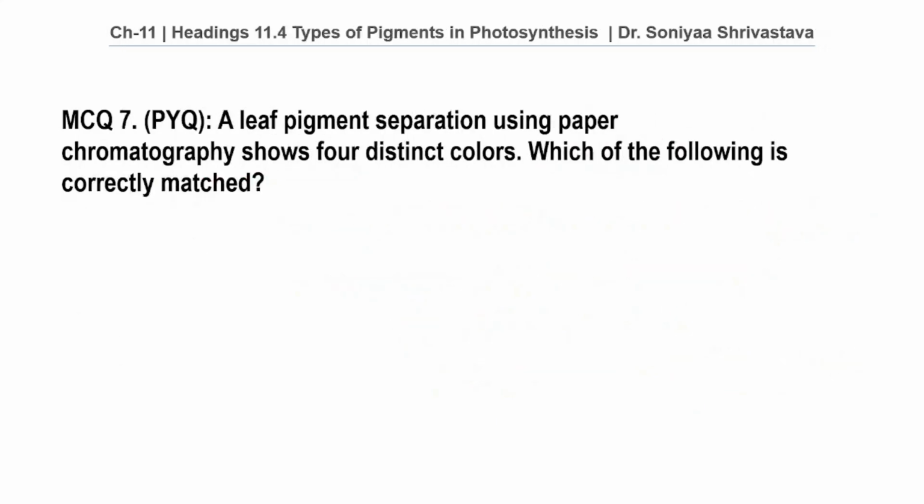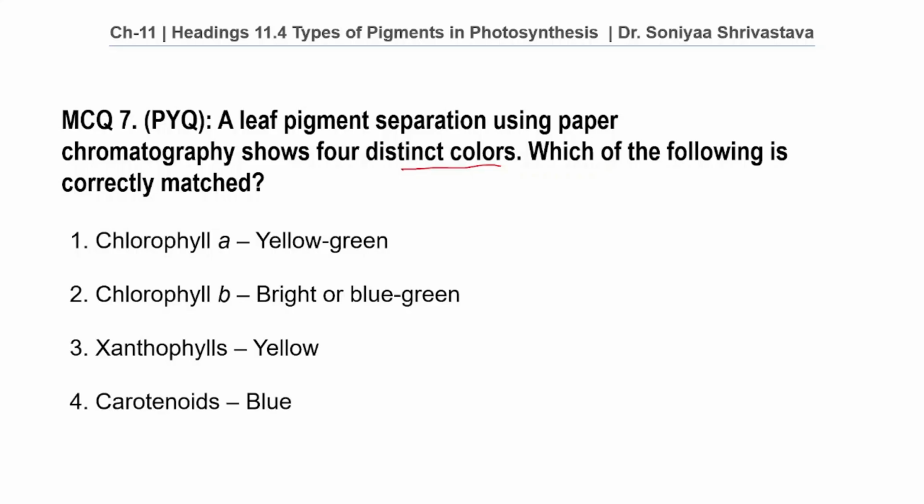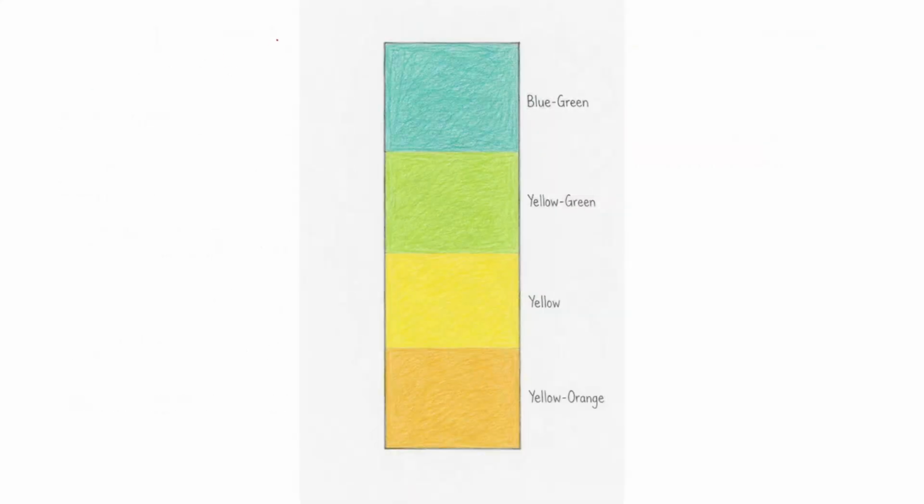Now moving on to MCQ number 7. A leaf pigment separation using paper chromatography shows 4 distinct colors. Which of the following is correctly matched? This is a very simple question. Let's see our chromatogram. The first one is blue-green. Blue-green belongs to chlorophyll A, and yellow-green belongs to chlorophyll B, and yellow is xanthophyll, and yellow-orange is carotenoid.